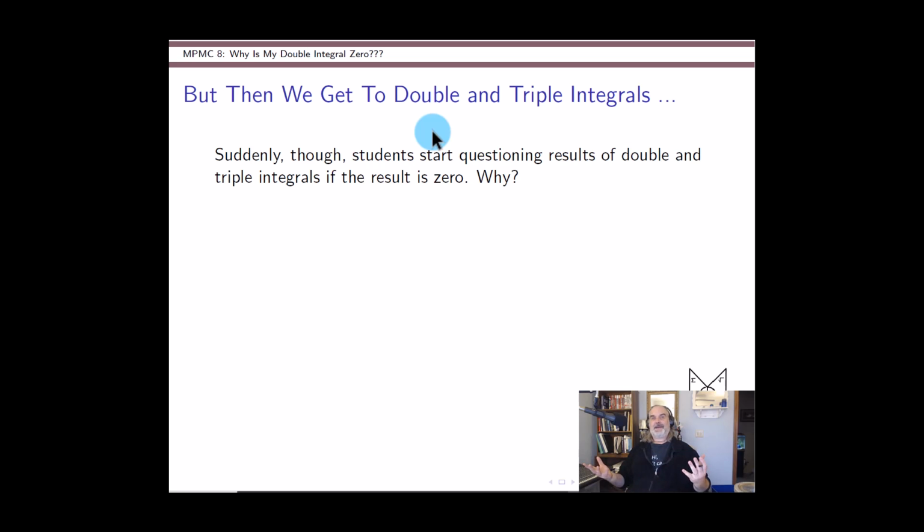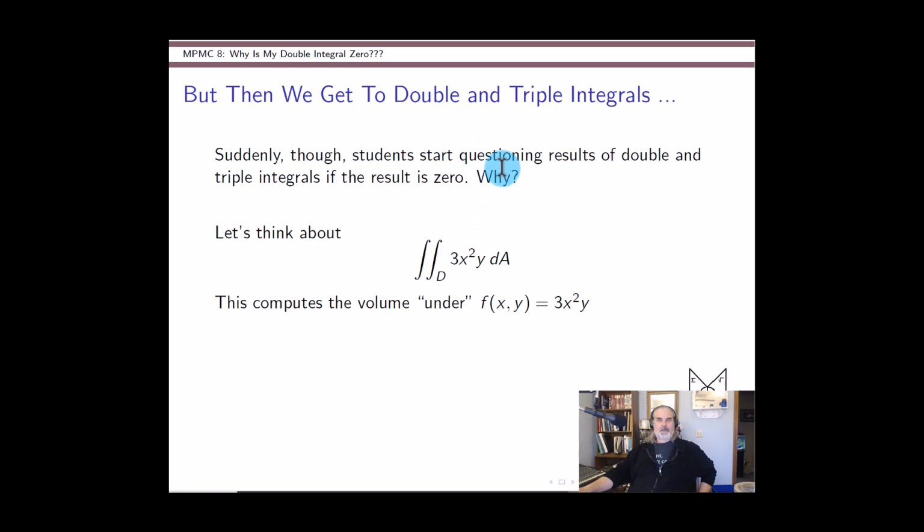And then you panic because, am I calculating a volume? How can a volume be 0? Or I'm calculating an area. How can an area be 0? Okay, so I must have done something wrong. And the answer is no, you might not have done anything wrong. So let's start thinking about what we're calculating with double integrals.